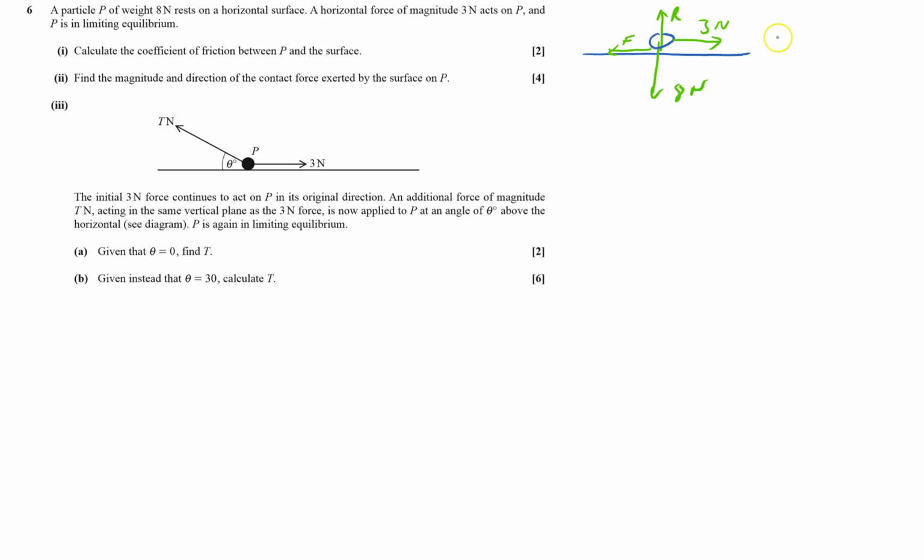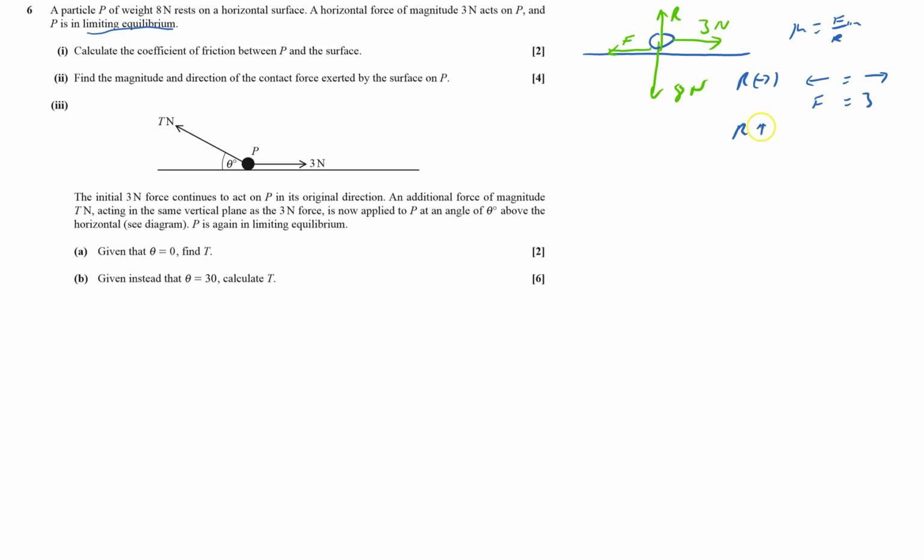and therefore I need F. F is less than or equal to mu R, and in limiting friction we've got F equals mu R, so mu equals F over R. And so I need to work out what F is, so I need to resolve horizontally, and that means the force that way must equal the force that way. And that will say that F equals 3.